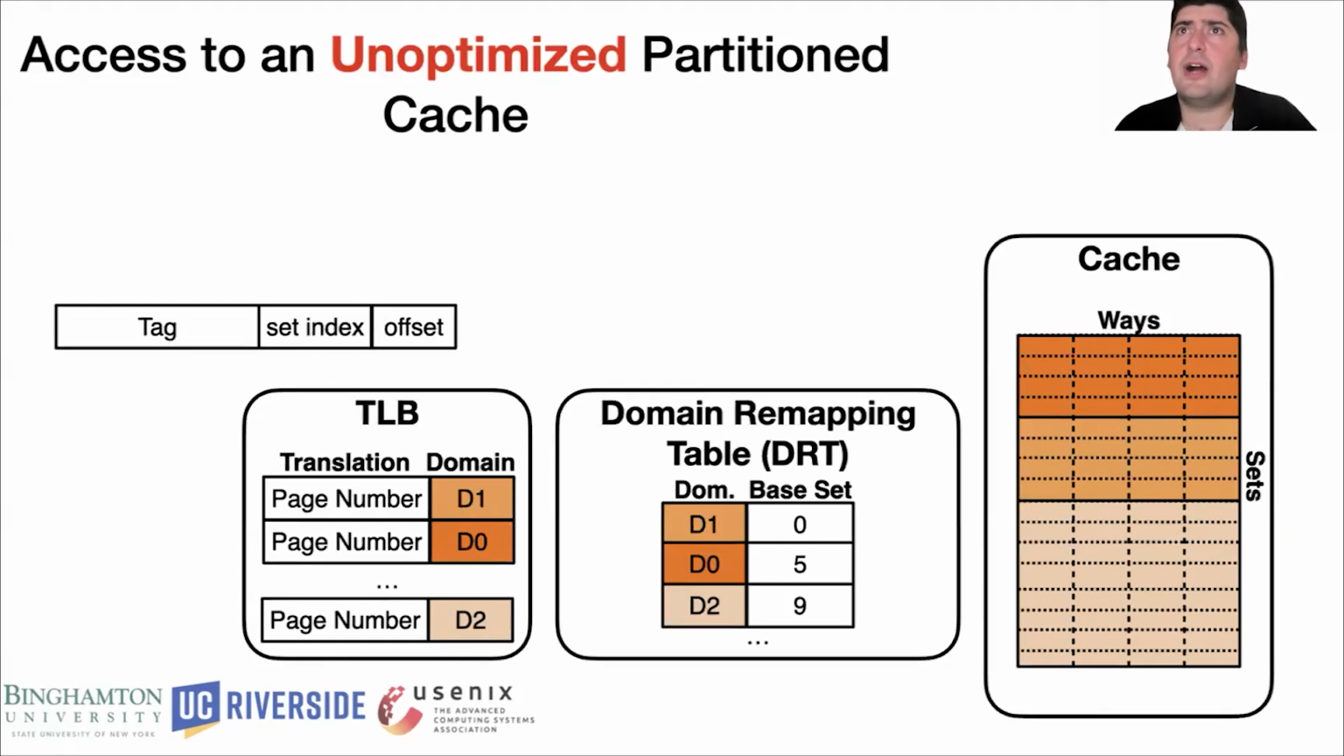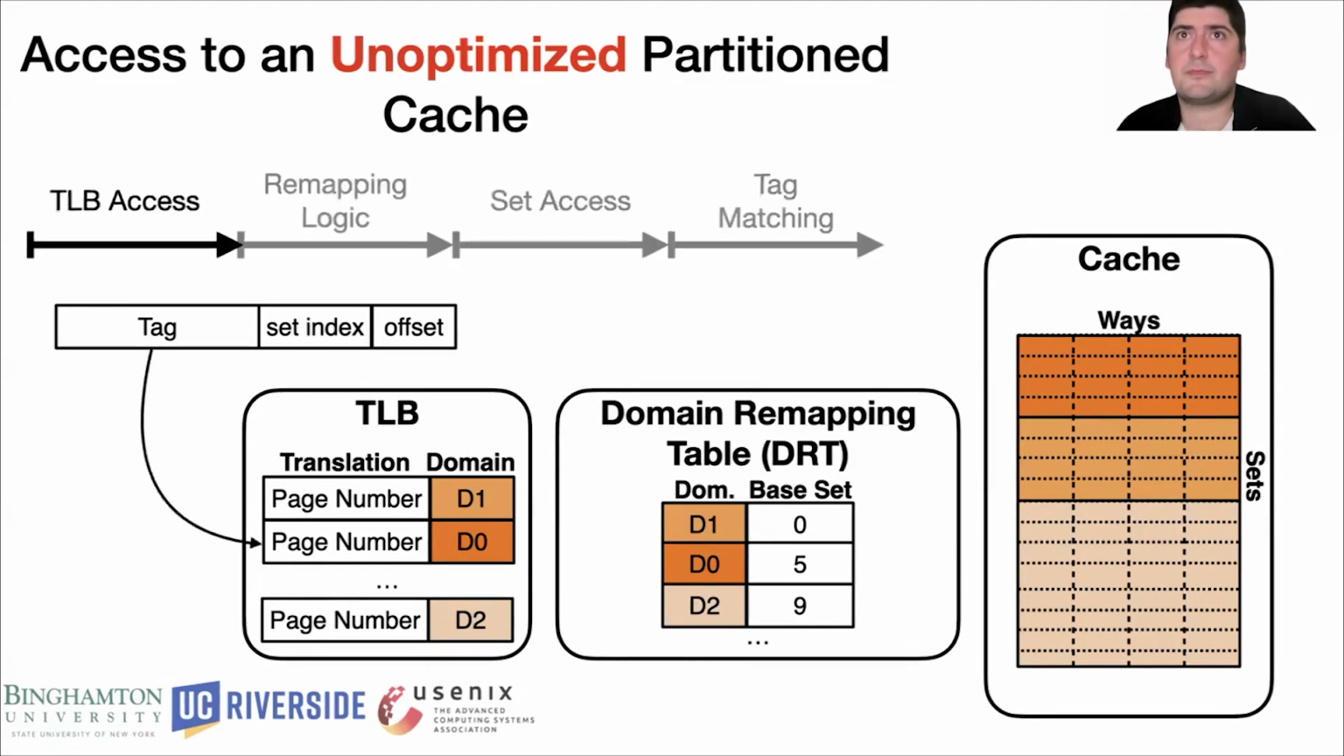SCC utilizes two hardware resources to establish partitioning, the TLB and a domain remapping table, or DRT for short. We assume that the baseline compartmentalization architecture already includes domain metadata of each memory page in its entries, as we previously discussed.